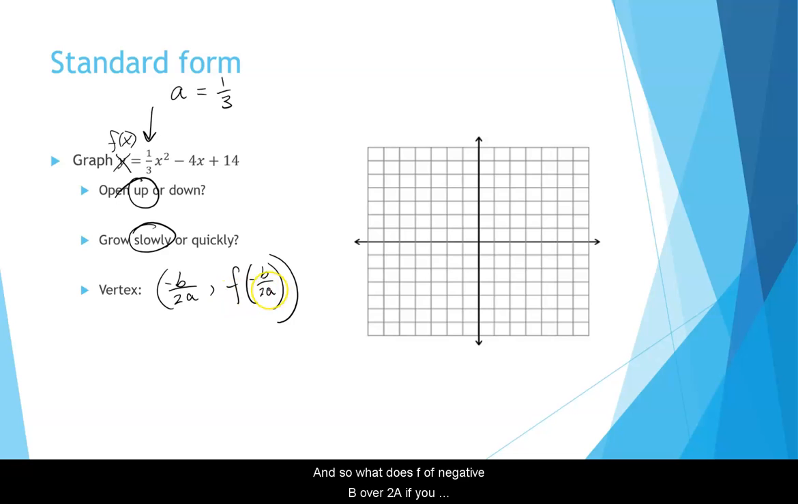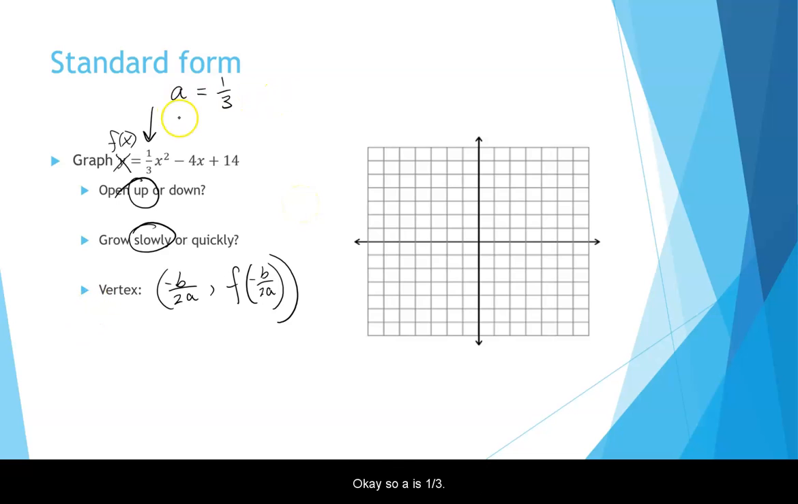And so what this f of negative b over 2a means, if you recall function notation, is that if we find a value for x, we can just plug that in to find the y. That's what this function notation is saying. Plug in the value to find the y.